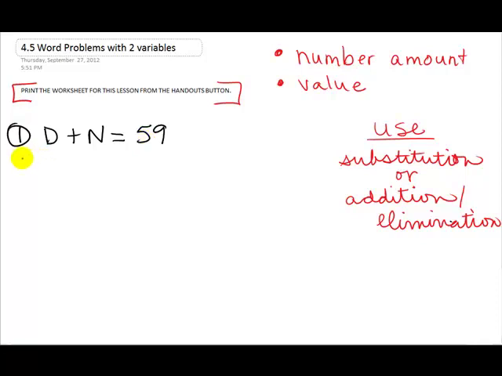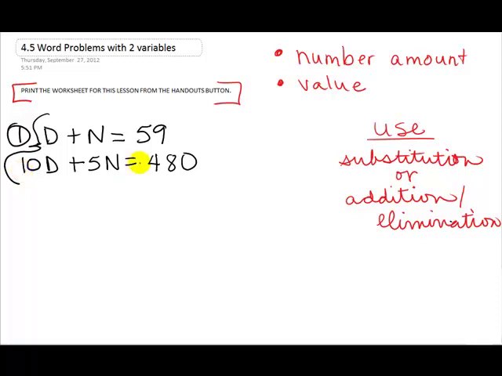Our value of a dime is 10 cents, and so 10 times D, the value of a nickel is 5 times N, and then the amount of money was $4.80. And notice I'm not using decimals in any of this. So if you don't use the decimals here, you can't put the decimal here. So keep that in mind. So this is our system of equations. Didn't leave myself much space there.